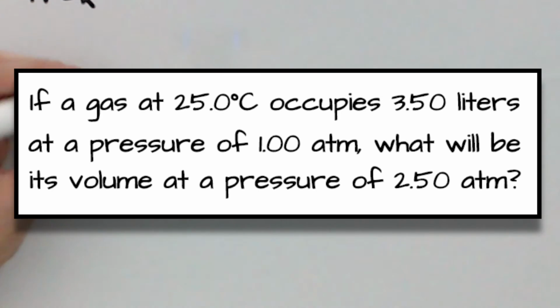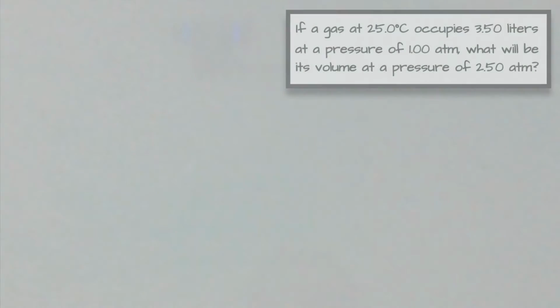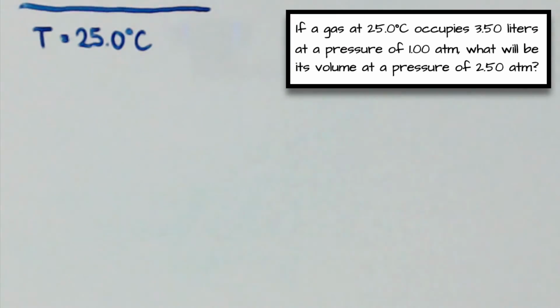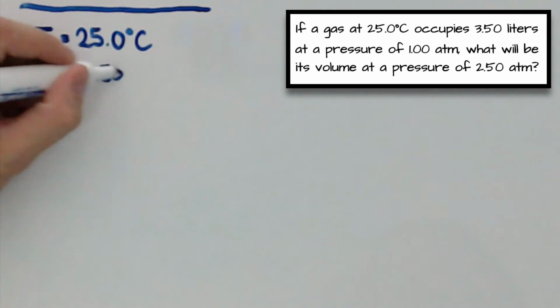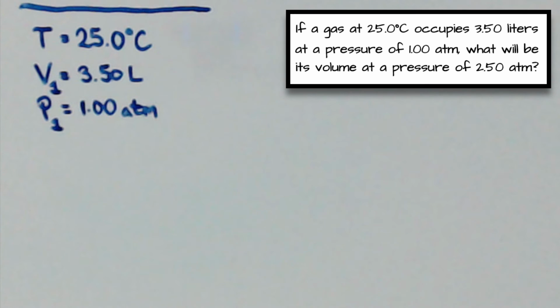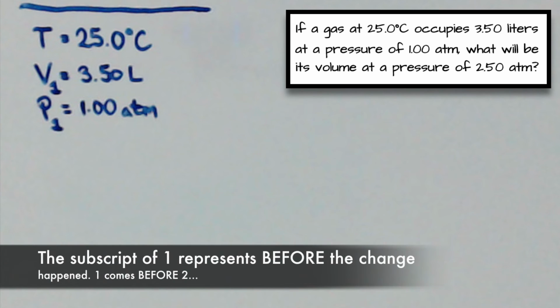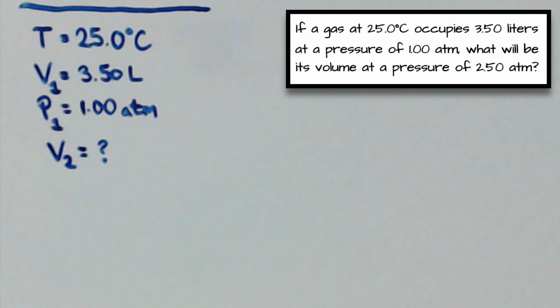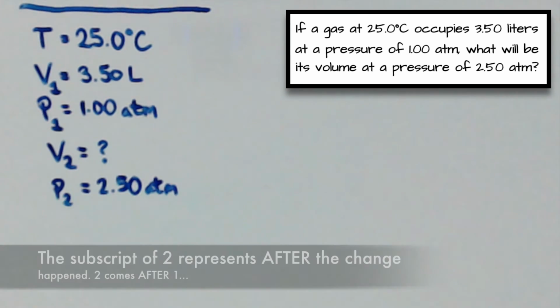But first, let's write down the information that's given in the problem. Temperature T is equal to 25 degrees Celsius. The volume of the gas is 3.5 liters and has a pressure of 1.00 atmosphere. Since the pressure and volume are linked in time, I will label them both with the subscript of 1. The problem is looking for the volume, so we will write V sub 2 equals question mark to remind us that's what we're looking for. The pressure for that volume is 2.50 atmosphere, so they match with subscripts of 2.